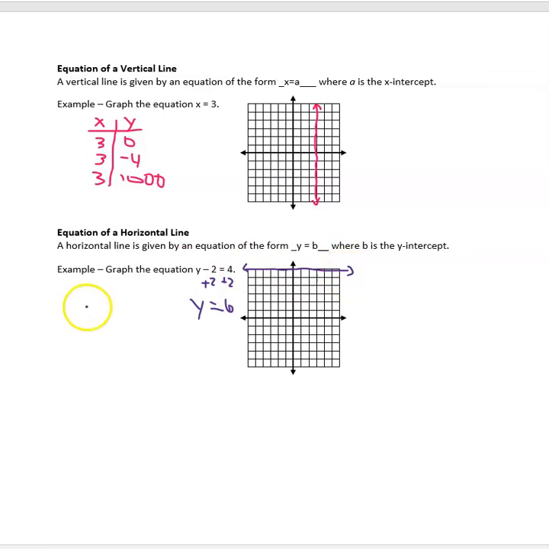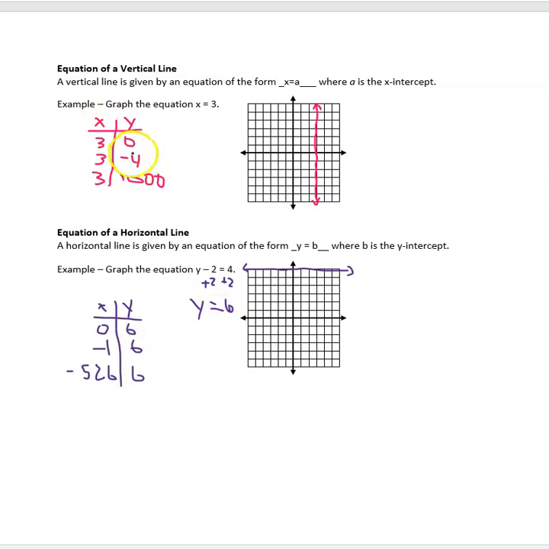And again, if we wanted to choose a table of values or create a table of values, we could. In this case, we would randomly choose the x values. So if x is 0, what's y? Y is 6. If x is -1, what's y? Y is 6. And if x is -526, what's y? Y is still going to be 6. So we can see that all of those points are in fact going to fall on the horizontal line at y equals 6.